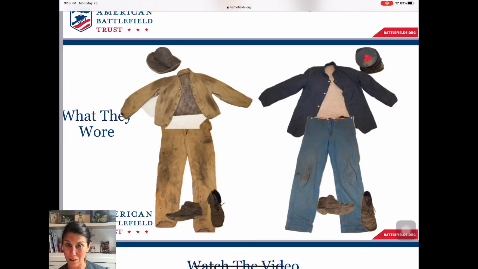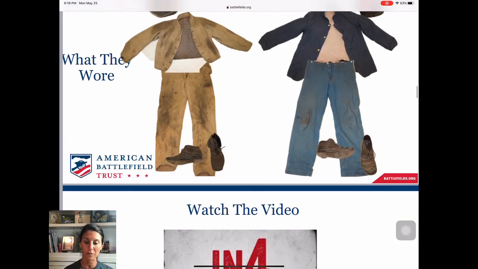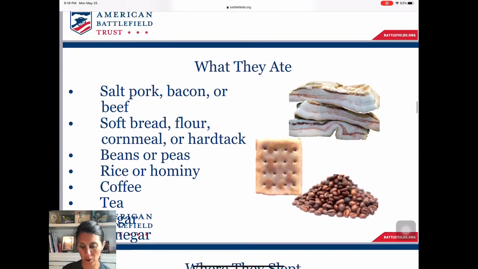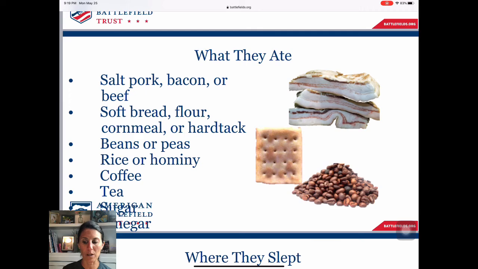So especially the Confederates, that was your Union, all blue. Confederates was that khaki or beige color. What did they eat? Salt pork, bacon. That's why they needed that frying pan.